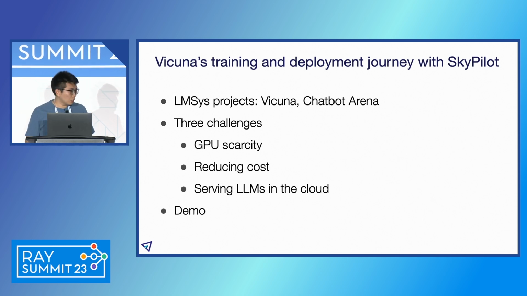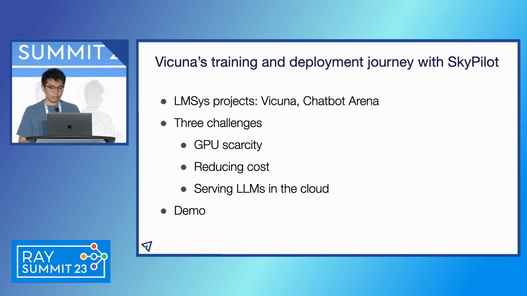We believe these problems are relevant to industry people who are working on generative AI applications, and we hope to bring some insights to you. So just a quick summary on what I'm going to talk about. There are a couple of challenges, as Zhanghao mentioned, that we also met during the Vicuna development, including GPU scarcity, reducing cost, and serving LLMs in the real world. And I'm going to give the demo on how SkyPilot solved them.